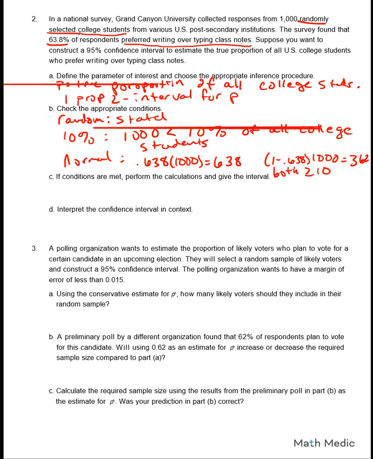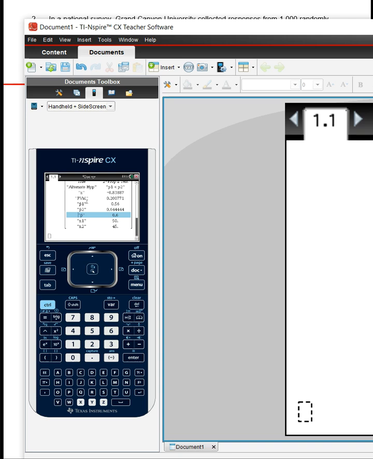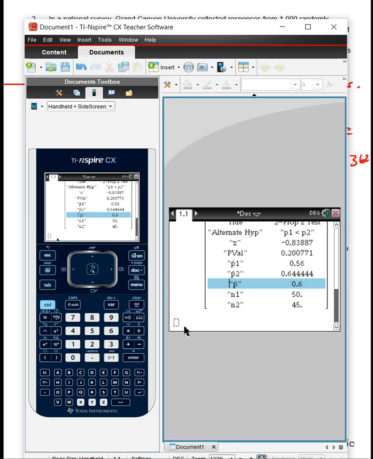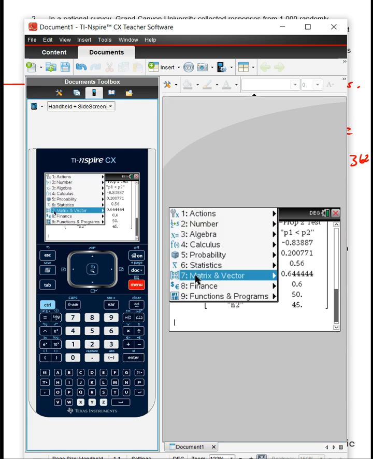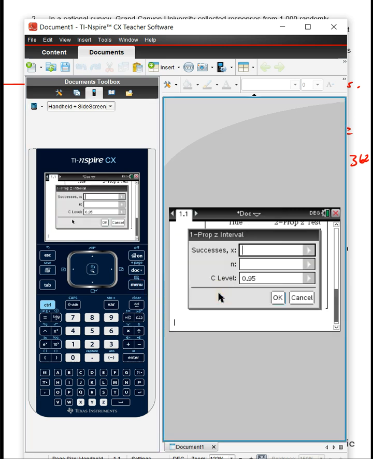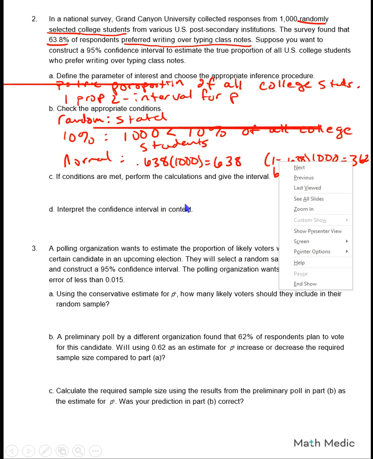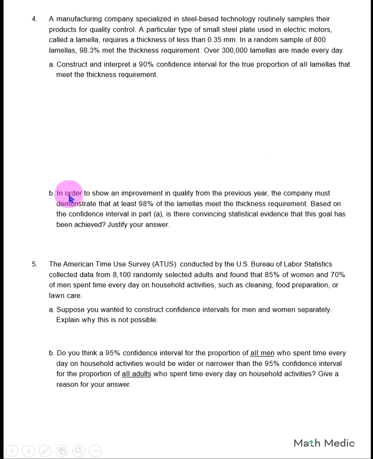Let me see if I can fit the calculator on your screen here. I have to shrink it down a little bit. Okay, so I'd be down here. So we're gonna do menu, statistics, confidence intervals, one prop z interval. Number of successes was 638 out of 1,000. Say 95%. Yes. So from 0.61 to 0.67, looks about right. Now they're going to probably want you to do the whole, I don't know why that just popped up, sorry, go back.